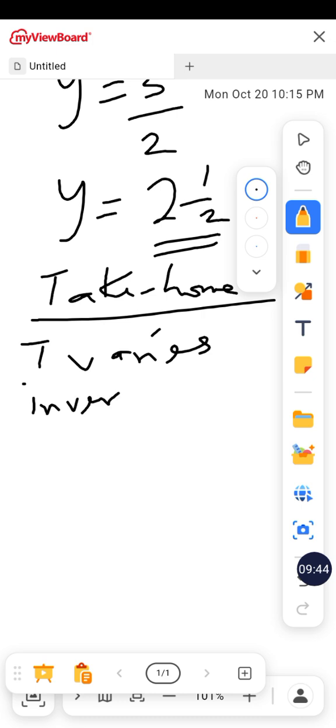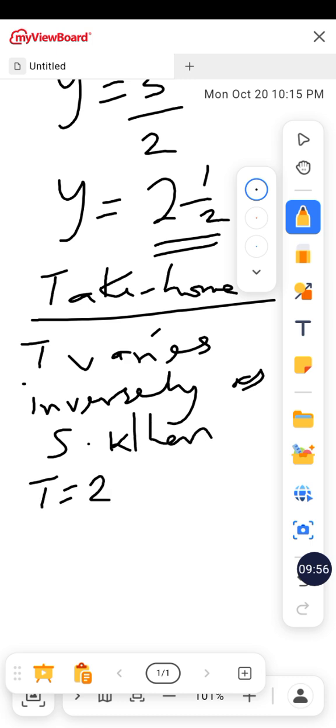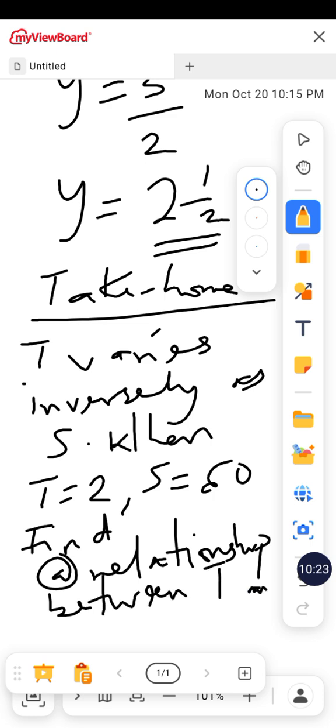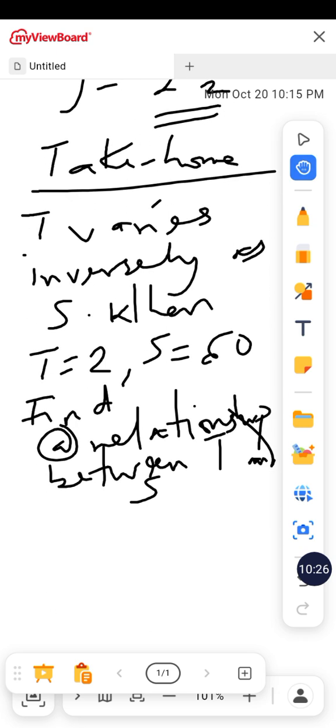T varies inversely as S. When T is 2, S is equal to 60. So the first question says find a relationship between T and S.